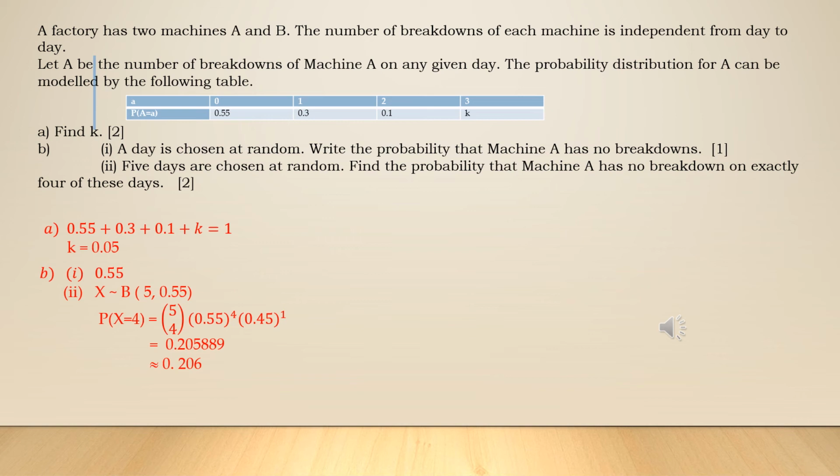We follow the formula. So substituting the values, we have 5 choose 4 times 0.55 raised to 4 and 0.45 raised to 1. It gives us an answer which is 0.205889. And finally, we give our answer to 3 significant digits. We have 0.206.